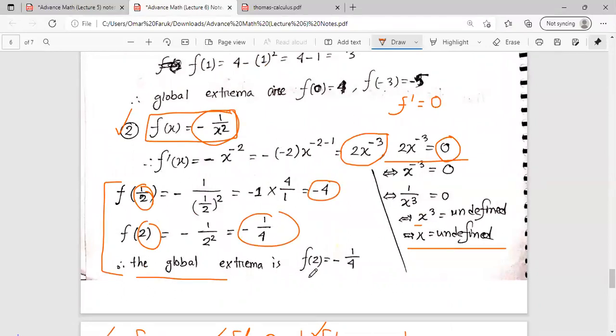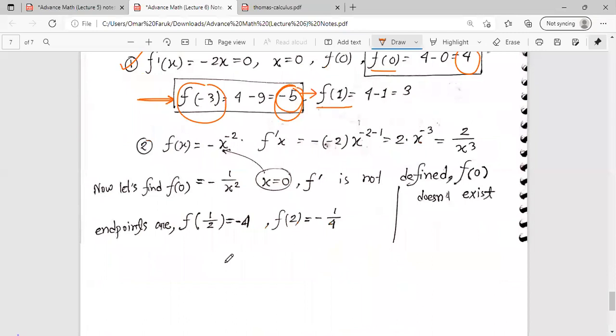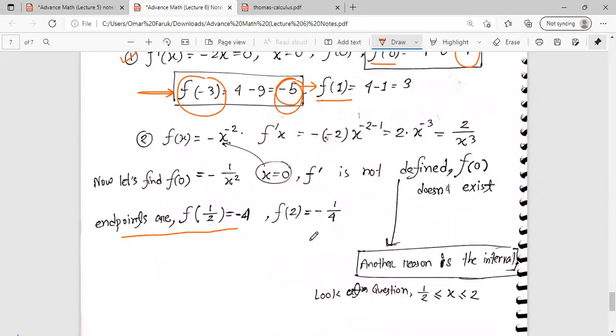So our global extrema is minus 1/4. F of 2 is equal to, okay, so maybe our global extrema will be minus 4 and minus 1/4. These two things, minus 4 and minus 1/4.